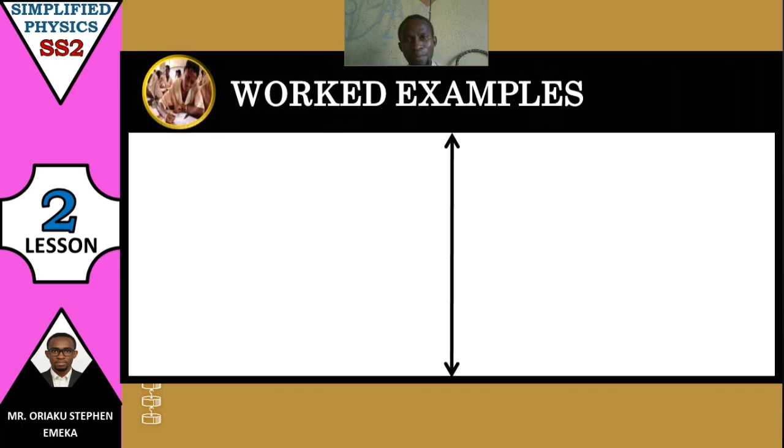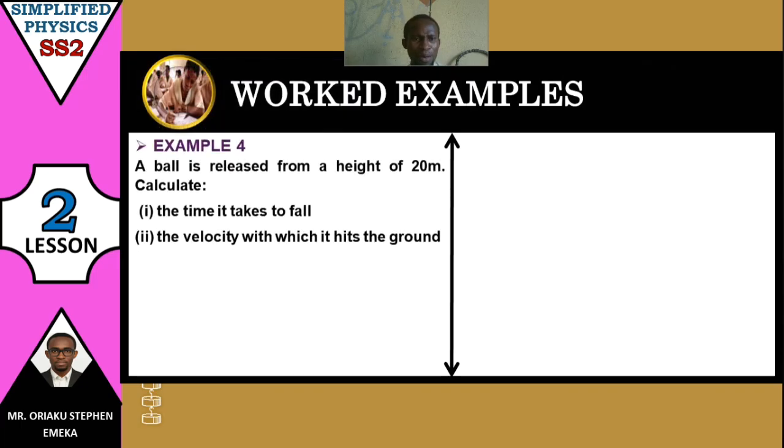So let's get some examples under motion under gravity. This is example 4. A ball is released from a height of 20 meters. Calculate the time it takes to fall and the velocity with which it hits the ground. The ball is released, that is to say the ball was dropped, so this is a case 2 kind of problem. Remember, for a body being released from a height, the acceleration is plus g, and the initial velocity is 0, because the ball was at rest before it was dropped. And s is 20 meters, the maximum height it is going to fall from.